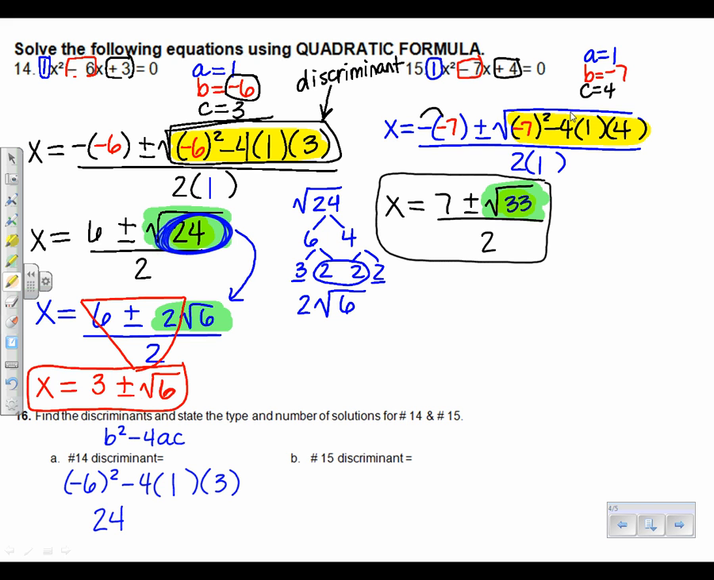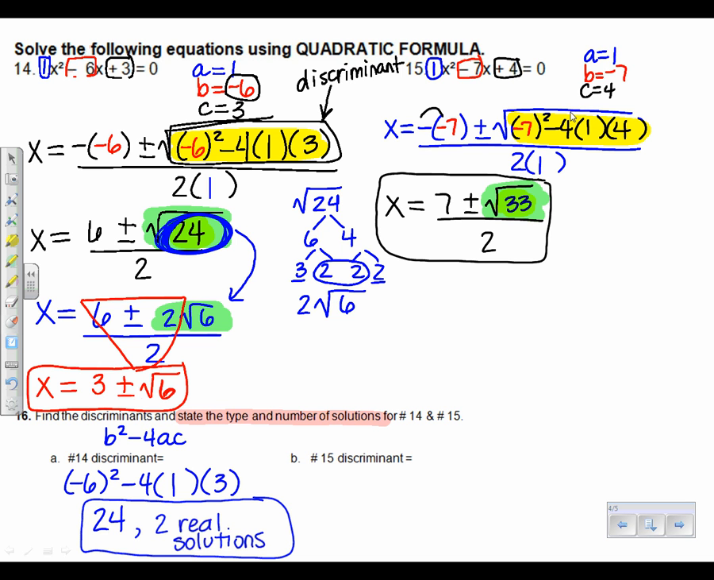It also says, though, to state the type and number of solutions. Well, when you get a positive number, you're going to have two real solutions. The only time it's going to be one real solution is if your discriminant is 0. But there's my answer to part A.